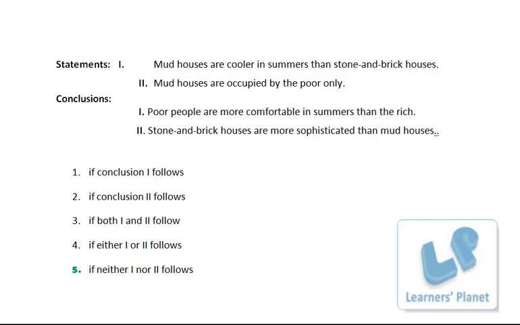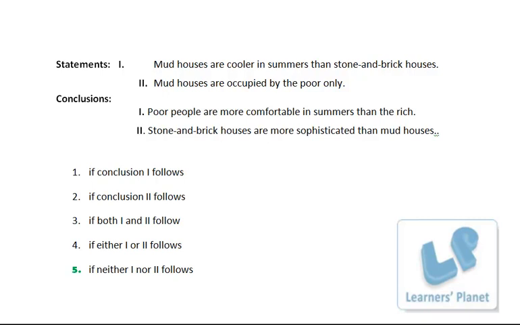Which poor people cannot afford, or even cannot think of, right? So just by living in mud houses, just by feeling cool, is not at all enough, right? In fact, rich people are more comfortable as far as the atmosphere and the facilities are concerned. So we cannot conclude this, right? So the first one doesn't follow.